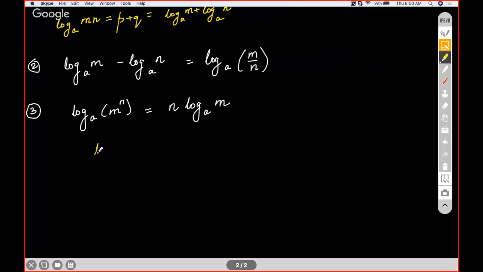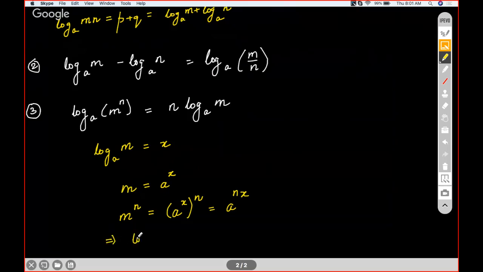Okay, so let's say log m to the base a is x. So m is a to the power x. Then m to the power n would be a to the power x whole to the power n, which is nothing but a to the power nx. Which is as good as saying log of m to the power n to the base a is nx. And x here is log m to the base a, so you can replace it, so it becomes n log m to the base a, and hence the property.